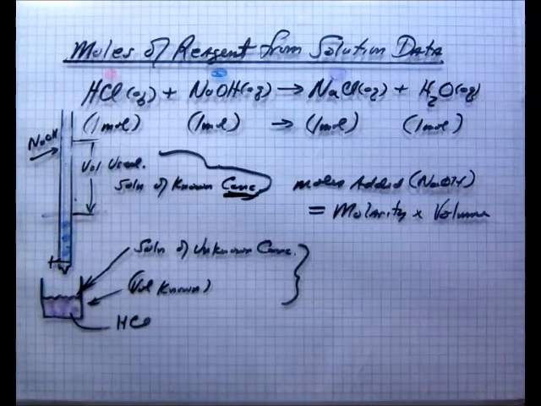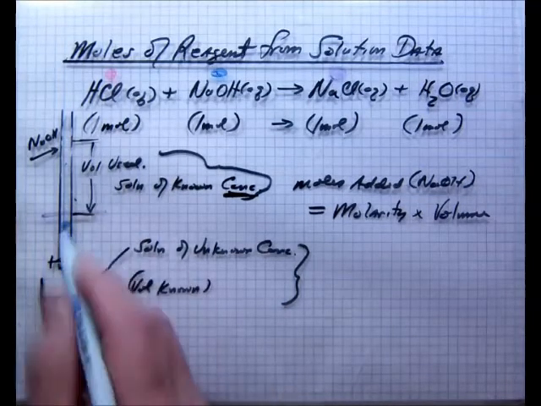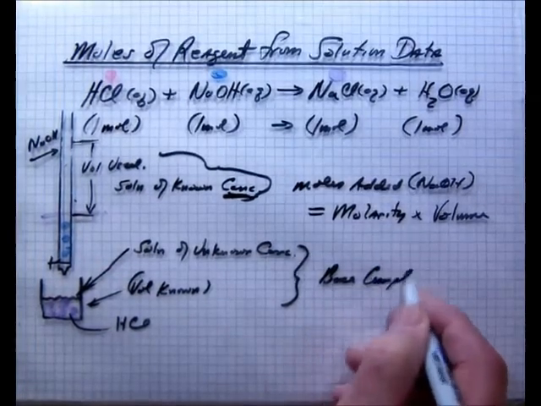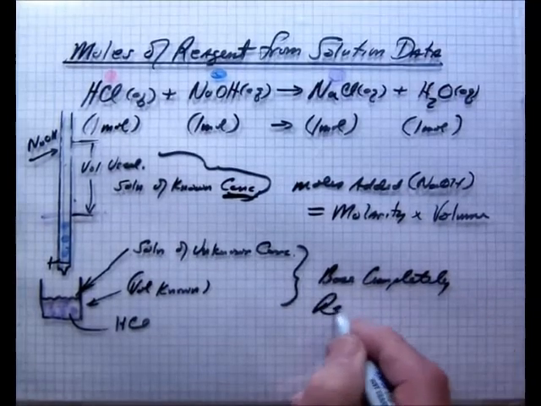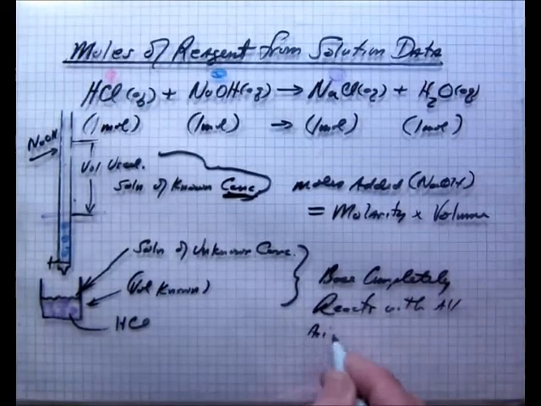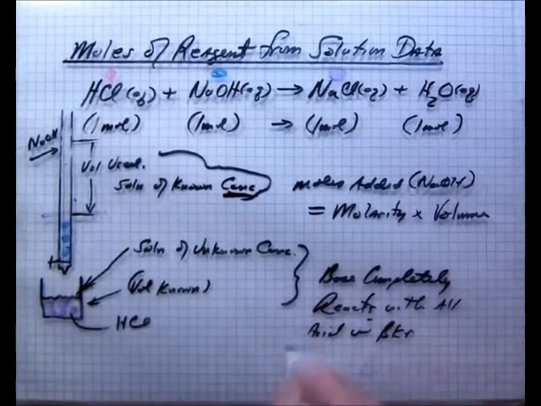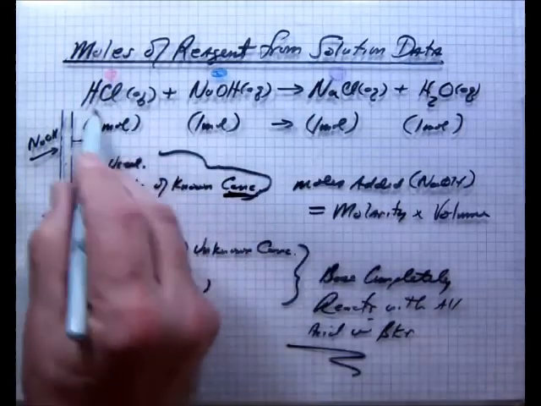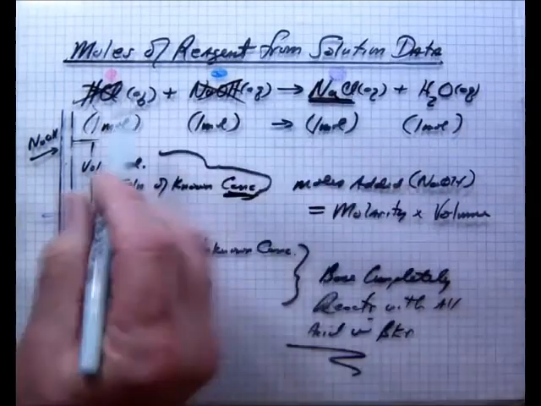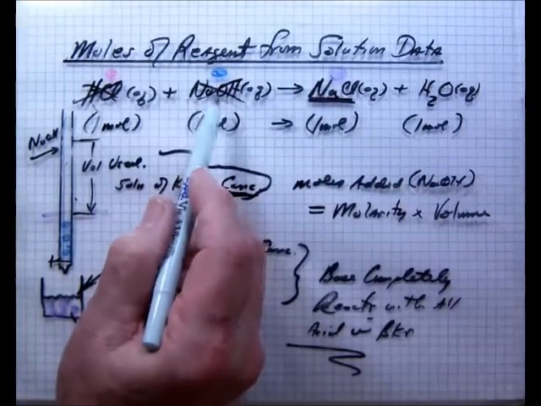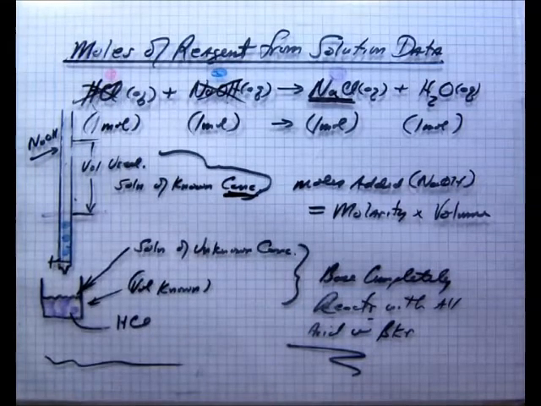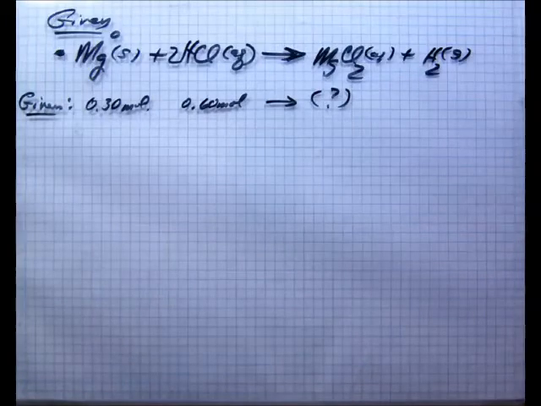Okay? Now, here in this case, base completely reacts with all acid in beaker. So really there's no acid or base remaining, and there's only salt. So if you know how much base you put in, you can calculate how much acid. Okay. This real quick. See if you can put some numbers into this.